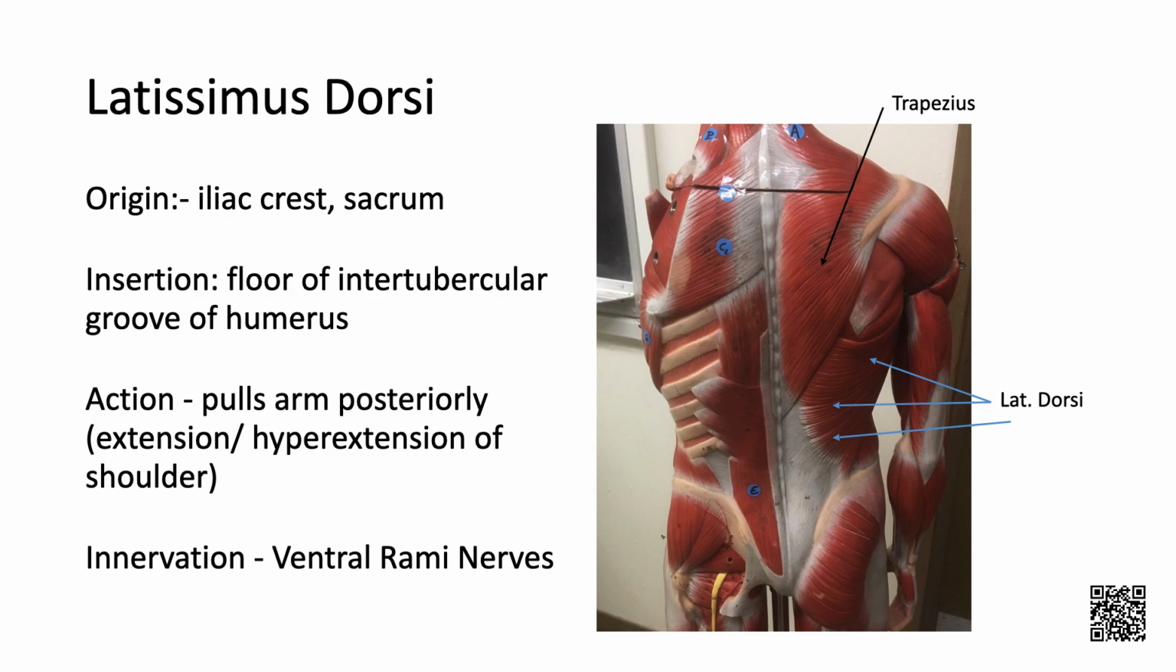The latissimus dorsi originates from the iliac crest and sacrum and inserts into the floor of the intertubercular groove of the humerus. Its action is to extend or hyperextend the shoulder, basically pulling the arm back. It's innervated by the ventral rami nerves. This is your big pulling muscle, important in climbing, swimming, and pulling actions.